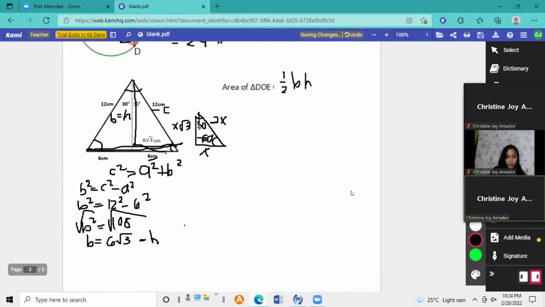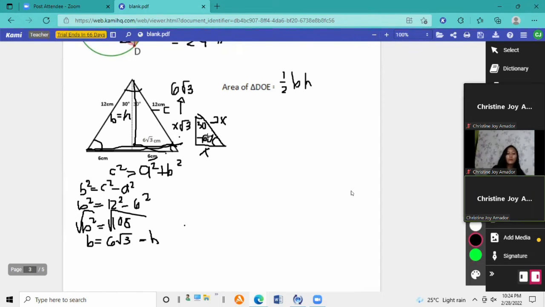And for us to find this one, our height, we can use this formula, x square root of 3. We already know the value of our x, which is 6. So, what is the value of x? It is 6. Then square root of 3. Now we have the value of our height, or our longer side, which is 6 square root of 3.